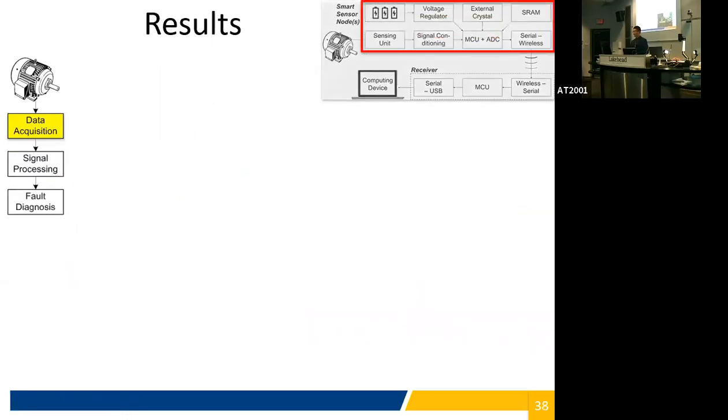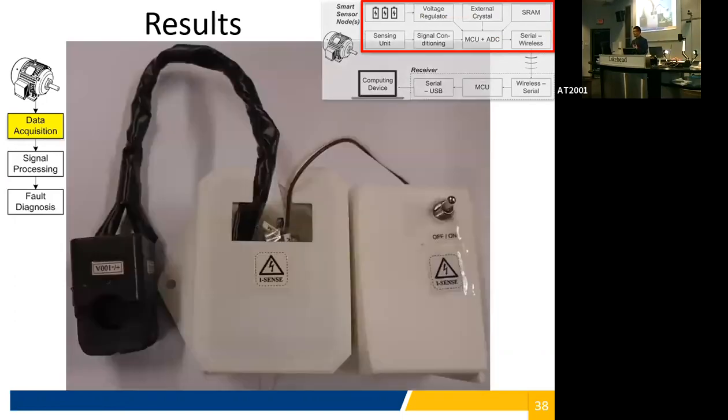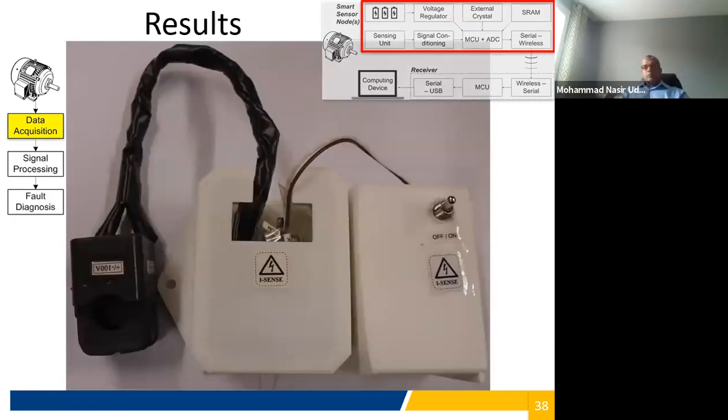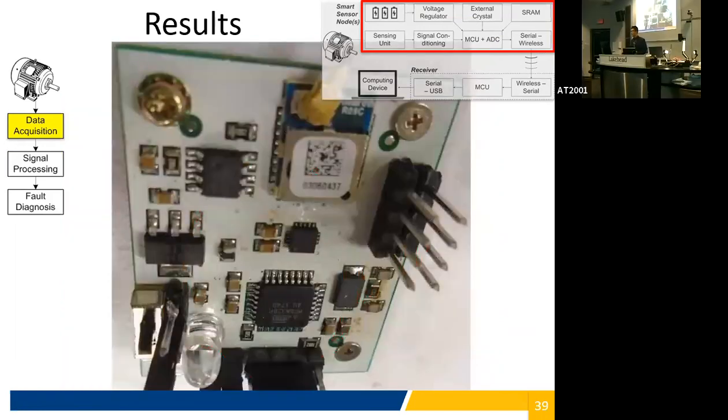Now, let's look at the result of the transmitting sensor, so the whole smart sensor unit. As we see here, this is just the outer casing. Internally, it looks like this, where we've got the wireless, the memory, voltage regulation, crystal, microcontroller, and everything within the design is realized here.